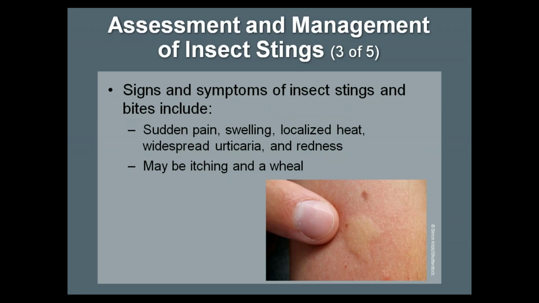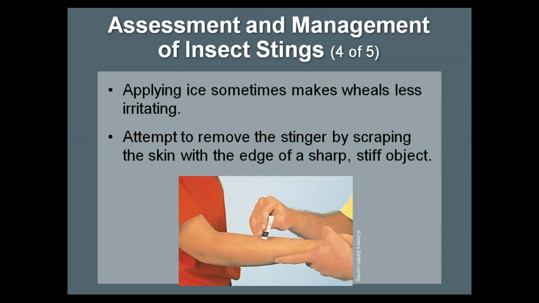Signs and symptoms of insect sting. So you're going to have some localized pain, swelling, heat, maybe itching and a wheal. So, WHEAL. I don't know if that's super important for you to know, but applying ice at that site is going to be helpful. Reduce the swelling, reduce some pain. Remove the stinger by scraping the skin with the edge of a sharp, stiff object like a card.